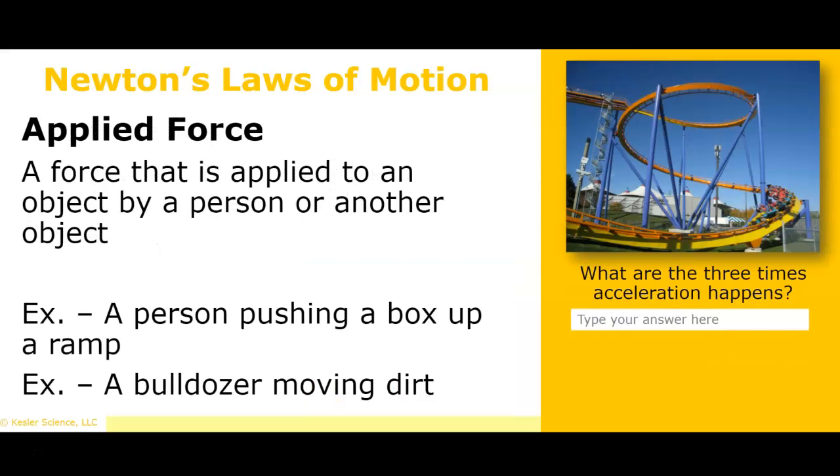Okay, applied force. That's when there's a force that's applied to an object by a person or another object. For instance, if you're pushing a box up a ramp, or a bulldozer moving dirt, and there are some examples on a roller coaster. When you think about it, the car pulling you up, gravity pulling the car down. So you're going to put where acceleration happens on the roller coaster.